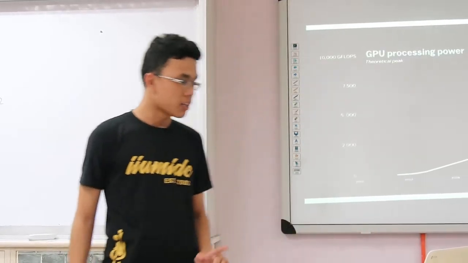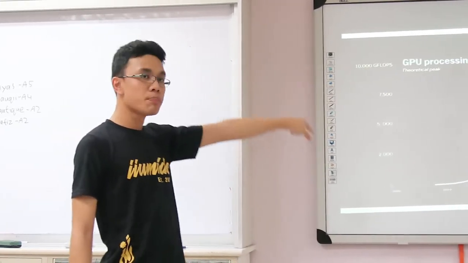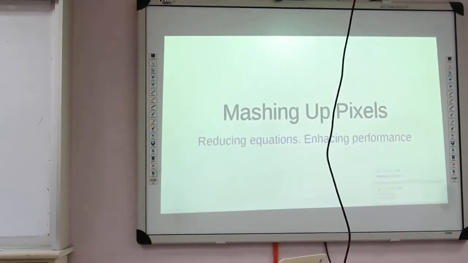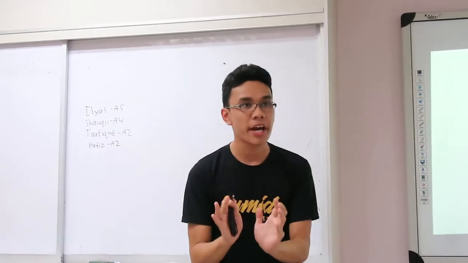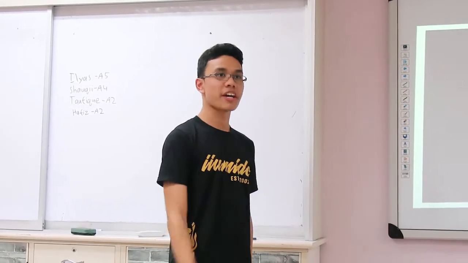But with triangles, we can actually overcome the lack of GPU power. How? First, triangles can help you mash out pixels. Why? Because when you have a triangle, you can actually fit a lot more squares into one triangle.